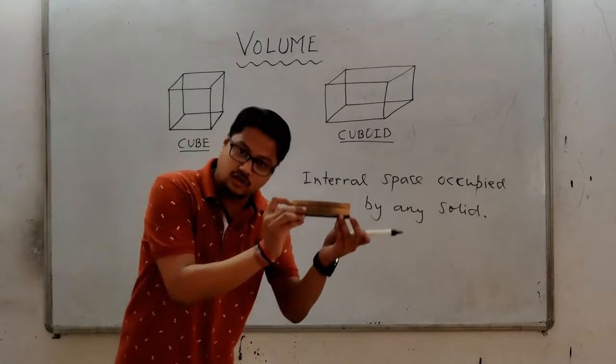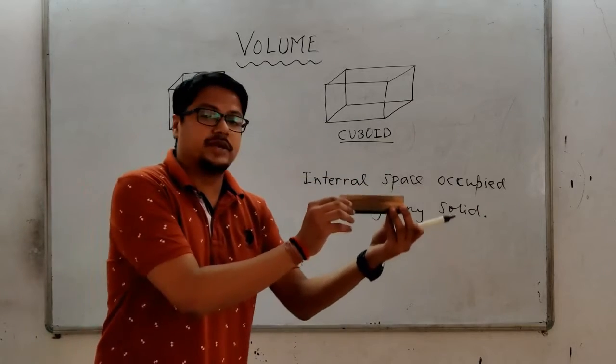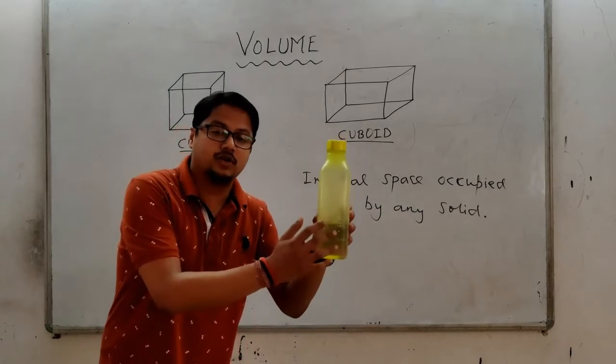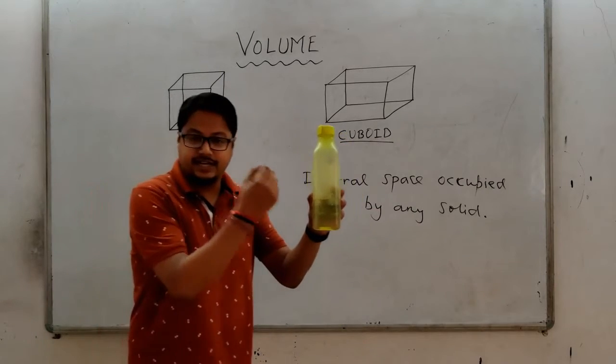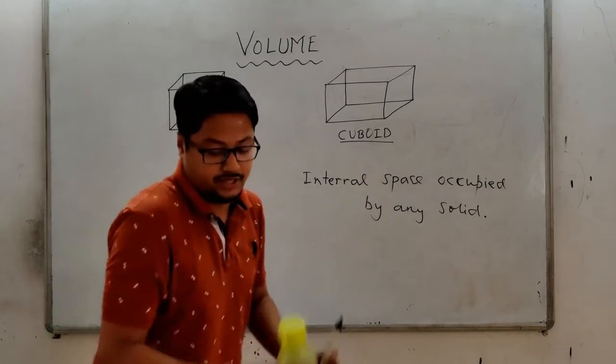I would like to repeat once more. This duster is a solid. It is occupying certain internal space. This internal space occupied can be called volume. In the same way, this water bottle also occupies some space internally. This is called volume, and can also be called capacity.